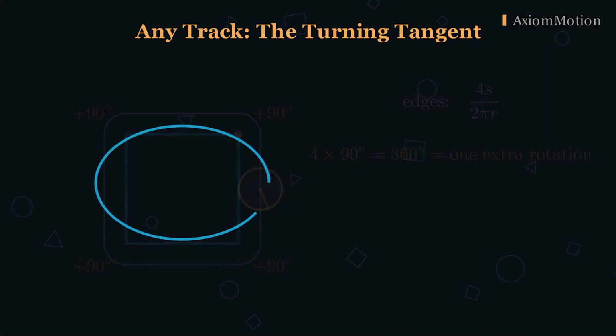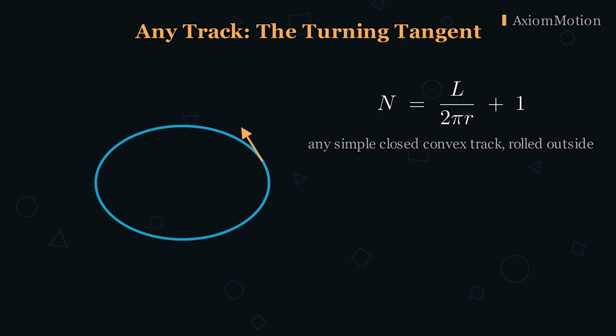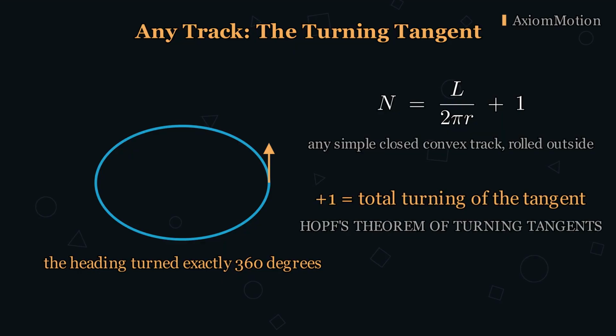So for a coin rolling around the outside of any convex track, the count is the perimeter over 2 pi r plus 1. And the plus 1 has a name. It is the total turning of the track's tangent direction. Walk once around any simple closed curve, and your heading turns through exactly 360 degrees. In differential geometry, this is Hopf's theorem of turning tangents.